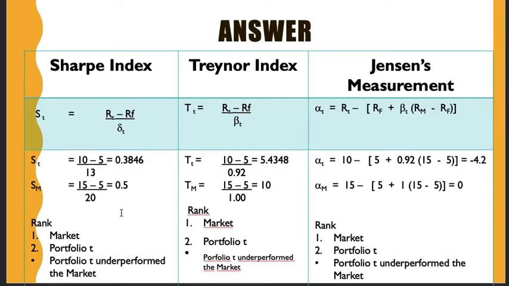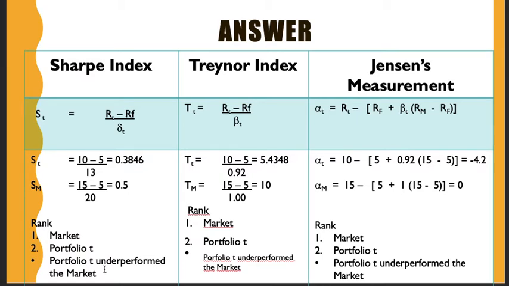Okay, next what to do is to rank, from the highest to the lowest index. So here, number 1 ranking goes to the market, because the market scored 0.5, higher than portfolio T at 0.38. So market is number 1, portfolio T is number 2, and you have to state here that portfolio T underperforms the market. So we compare with the benchmark here, and the benchmark is the market.